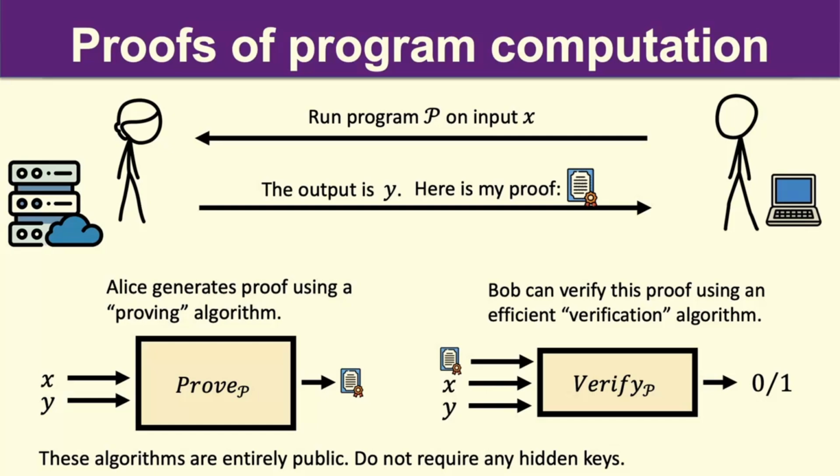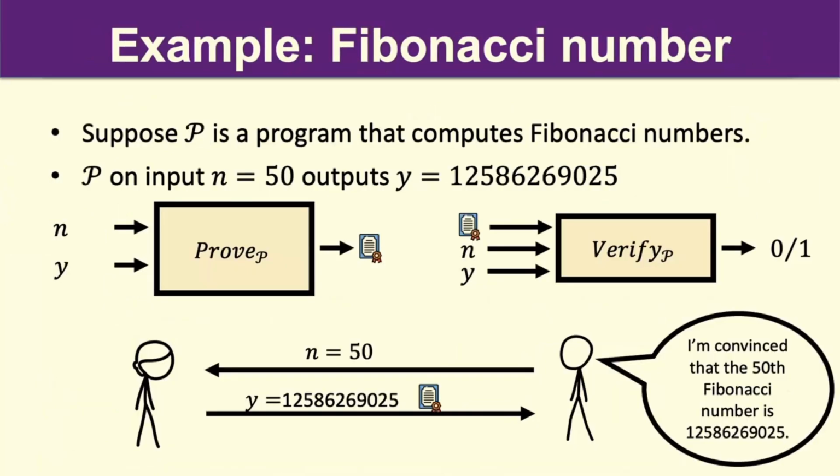Basically, which produces this certificate. And then Bob can verify this proof using an efficient verify function, which also depends on the program P, and output 0 or 1. Interestingly, these algorithms are entirely public. They don't require any hidden keys.